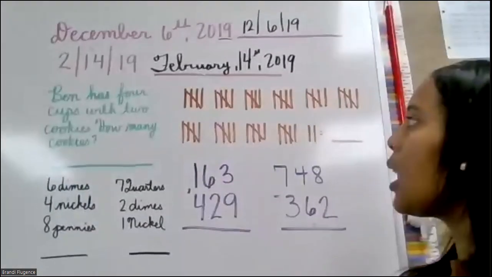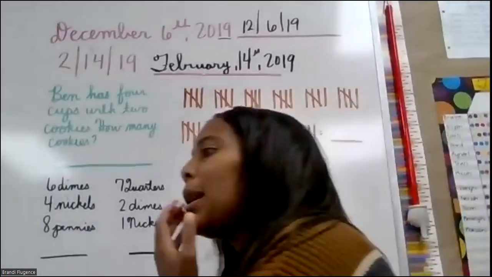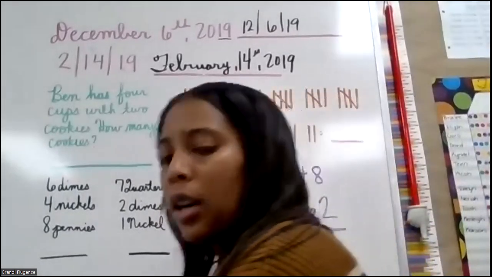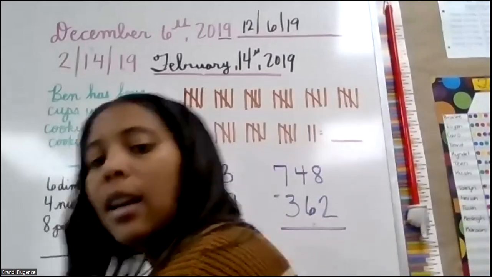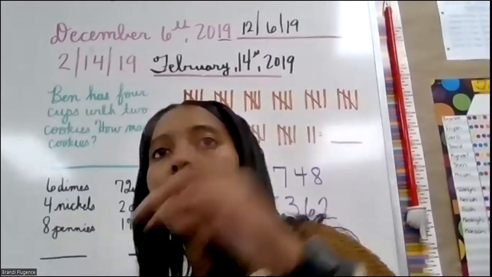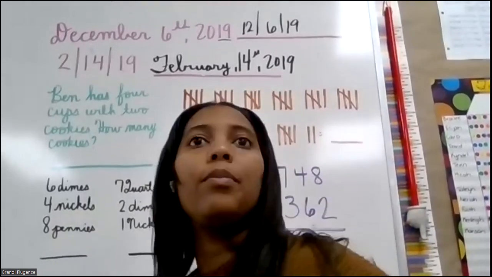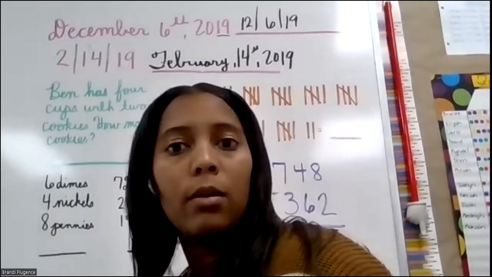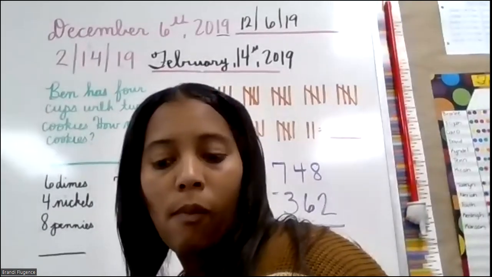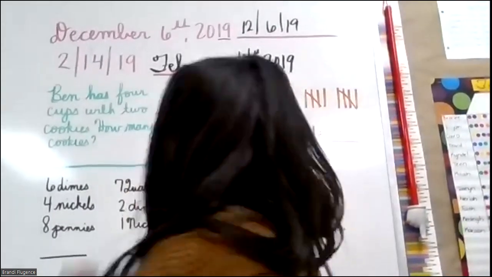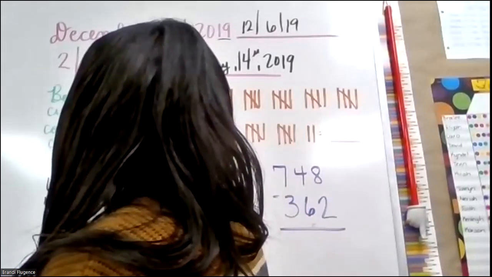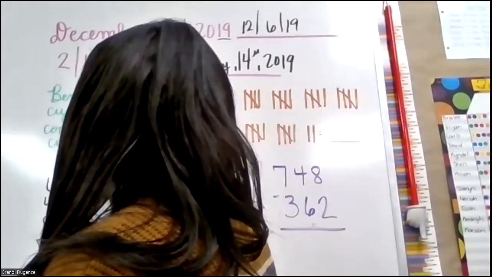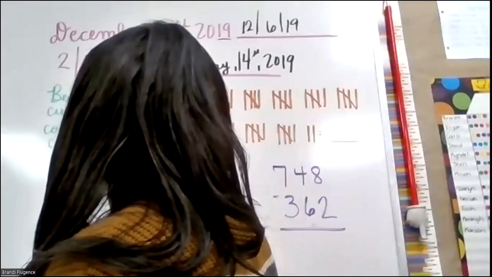All right, let's look at my story problem. Ben has 4 cups with 2 cookies in each cup. What will be my multiplication fact to figure out how many cookies he has? Avaya, your screen needs to be on. Thank you. What's the multiplication fact? So 4 cups times 2 cookies in each cup is a total of how many? 8 cookies.